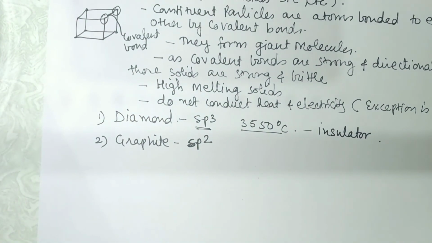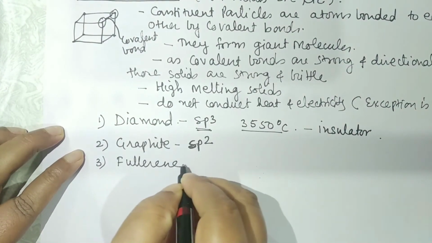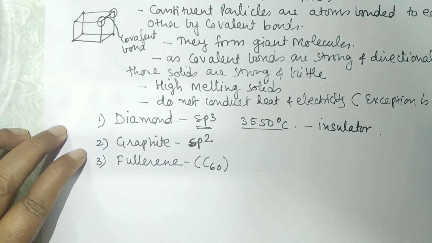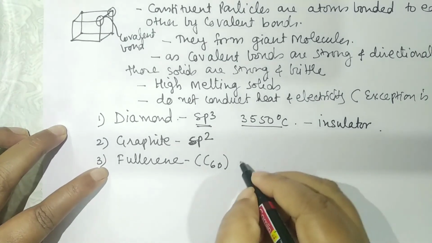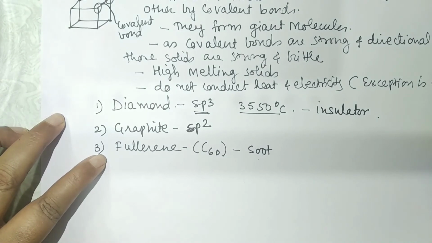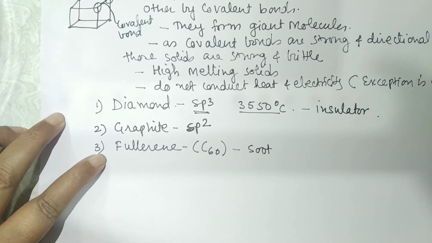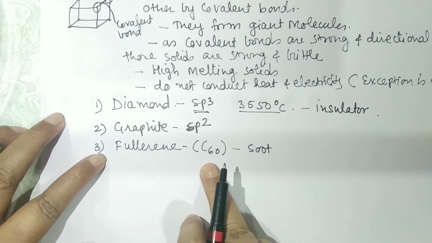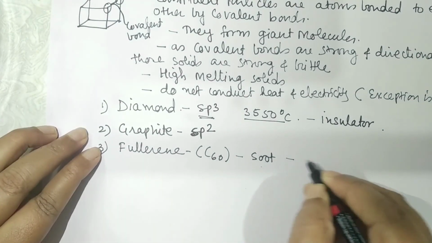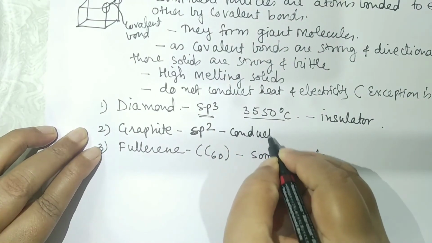The next allotrope of carbon is fullerene. This is also a carbon-60 compound, called Buckminsterfullerene, and this was first observed in soot. Soot is the black compound which is formed after burning hydrocarbon. When a high power laser was focused on carbon, fullerene was formed, and it has a formula of carbon-60 and the shape of a soccer ball. Here also it undergoes sp2 hybridization, and therefore this is also a conductor like graphite.